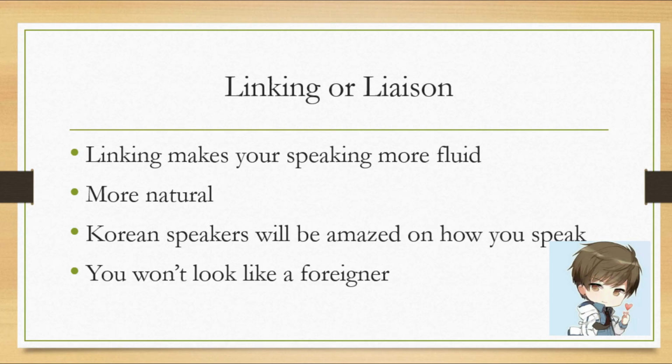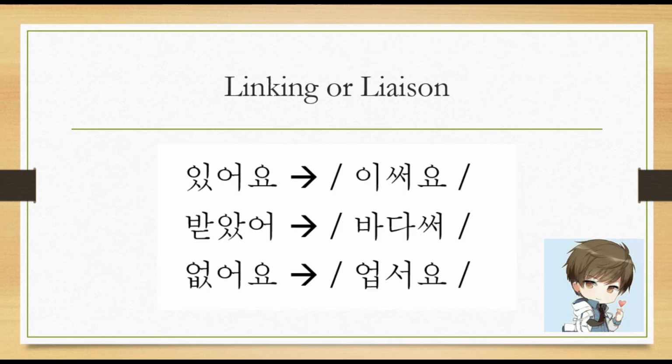Alright, so next lesson, which is linking or liaison. So what is this linking or liaison? It helps our Korean pronunciation sound fluid and more natural. Let's see some examples. It-seoyo is the spelling, but it's pronounced as isseoyo. Take note, the final consonant is carried over to the initial consonant. The ieung, or no sound, disappears and is replaced by the final consonant. The double S replaced the initial consonant ieung in the second syllable.